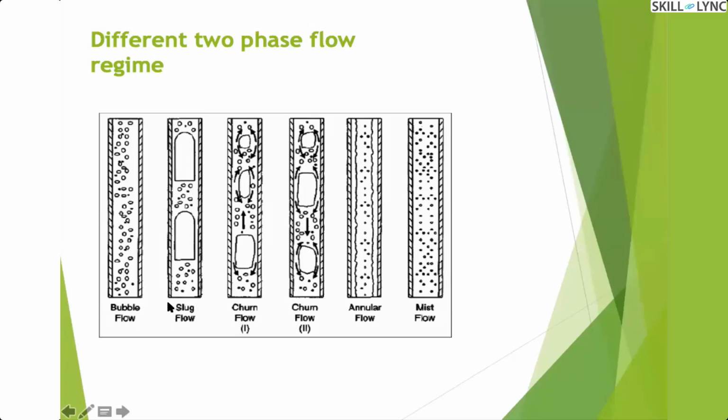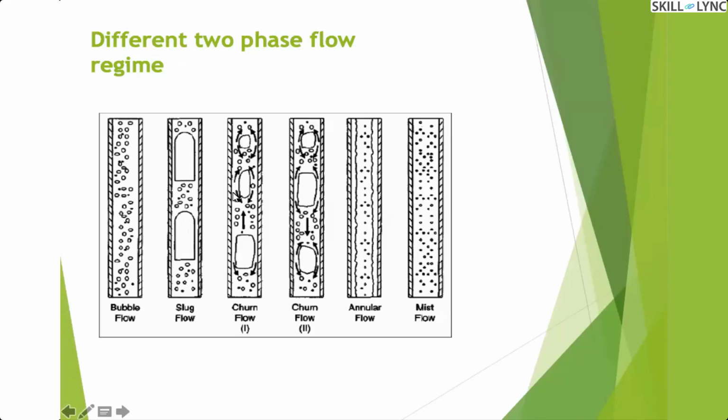Slug flow happens when your gas flow rates and gas velocities are very low. So the gas will not be able to push the liquid, and it allows the liquid to accumulate. Because of this accumulation, your upstream pressure will start increasing. Once it reaches the pressure, it can push the liquid out, pushing that slug, and then again it starts accumulating. That's why these chunks of liquid keep being generated. Here your gas gets accumulated, and once the upstream pressure increases, it pushes this bullet out. So that's the slug flow.